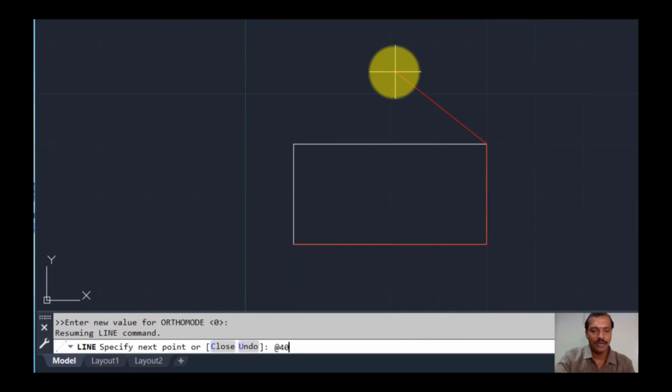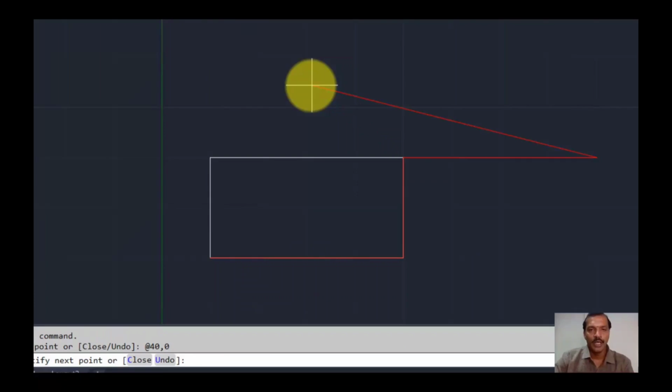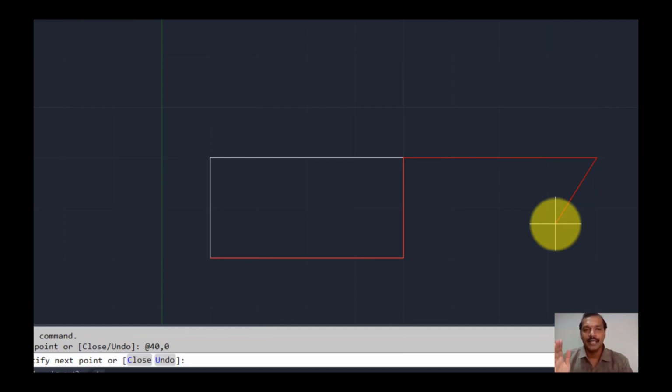At 40, 0. What did I do now? I made a small mistake. The line came on the right side, but it has to come on the left side only. What is the mistake I made? I did not give the negative direction. I gave 40, which means positive direction, so towards positive x it went 40 mm. I have to correct it.